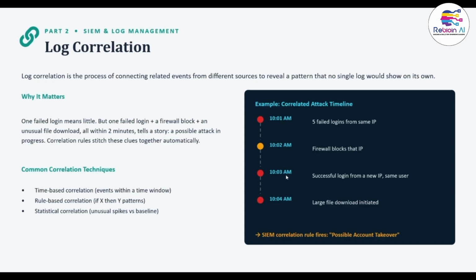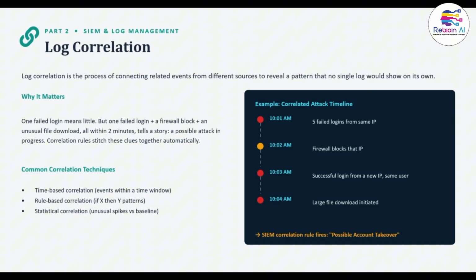At 10:01 a.m., 5 logins failed from the same IP. At 10:02 a.m., firewall blocks that IP. At 10:03 a.m., successful login from a new IP, same user. And at 10:04 a.m., large file download initiated. These 4 separate log entries correlated together caused the SIEM to fire an alert, possible account takeover.